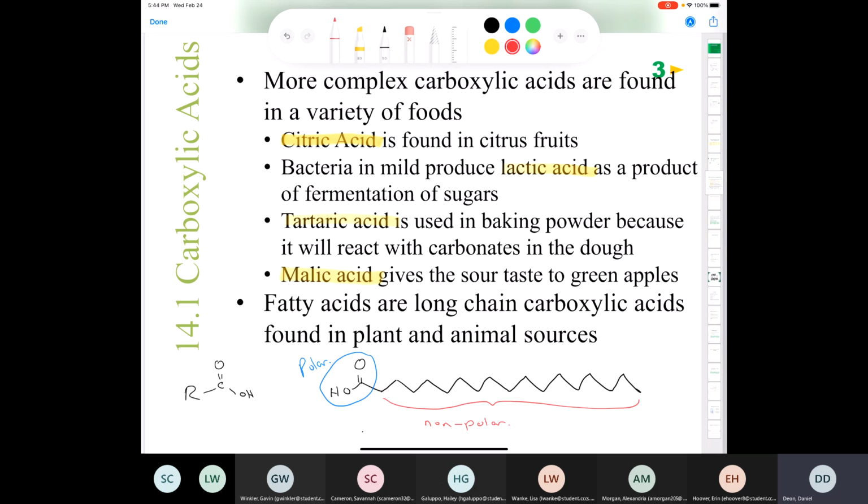Okay, they're not soluble in water. If you've ever tried to wash a greasy pan or something with just water and no soap, doesn't work very well, does it? Right? Because fats don't dissolve in water because they are nonpolar.